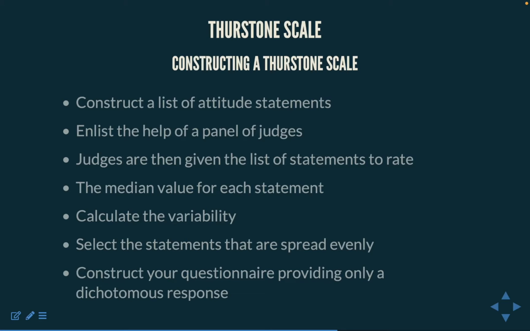Select the statements that are spread evenly along the 11-point scale, allowing you to construct a scale of equal appearing intervals. Depending on how many statements you want, this could mean selecting statements with the mean value closest to the scale points of 1, 1.5, 2, 2.5, 3, 3.5, and so on all the way up to 11. Now construct your questionnaire providing only dichotomous response options of agree or disagree.